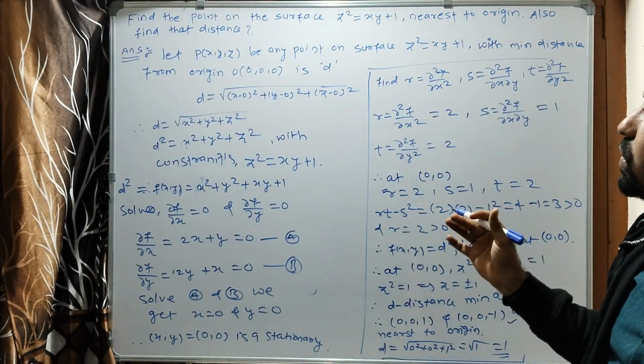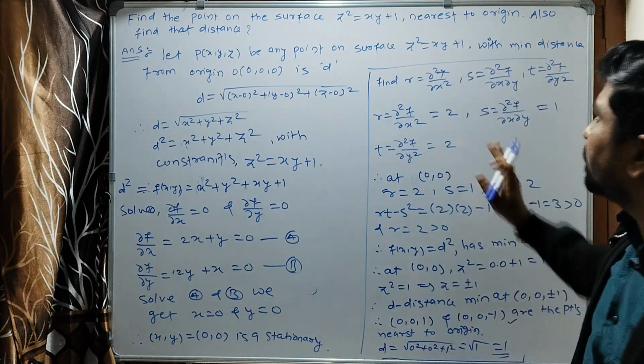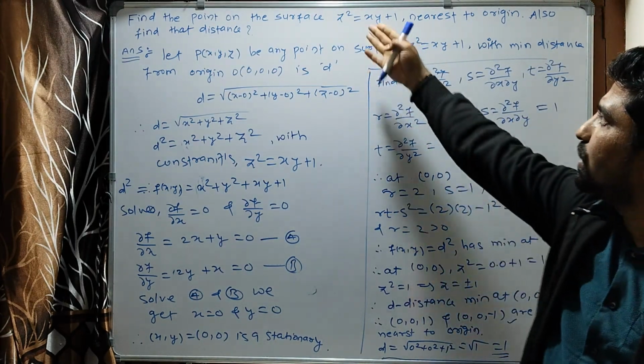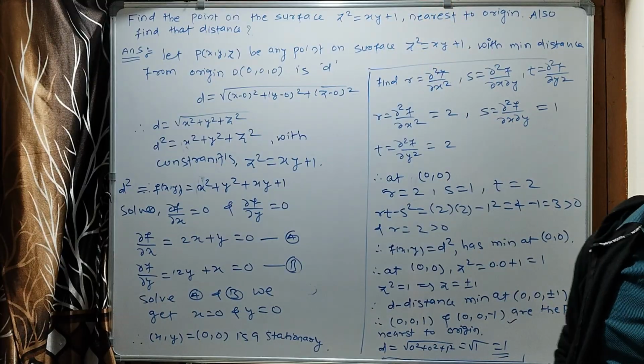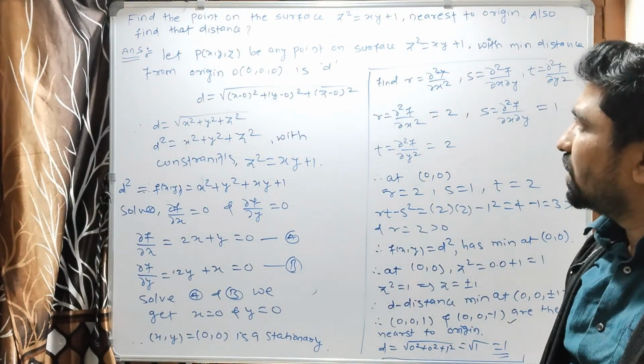So this is the way to solve this question. Why am I saying that x, y, z satisfy the equation of the surface? You can just put the values of x, y, z in this equation and they satisfy the equation of the surface. In this way you can solve this example. So this is the answer.